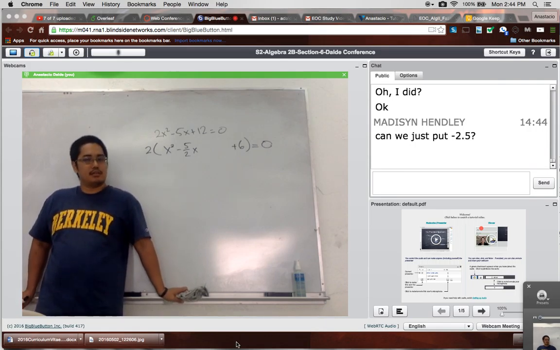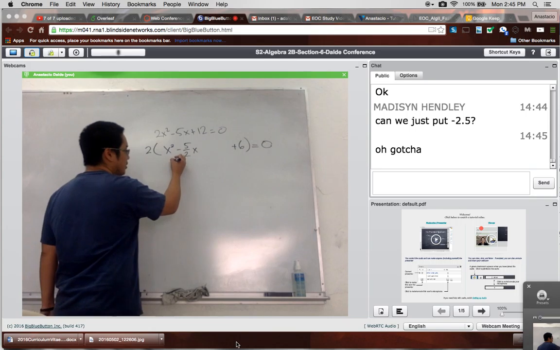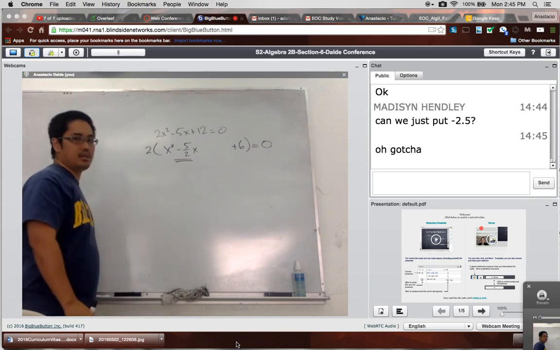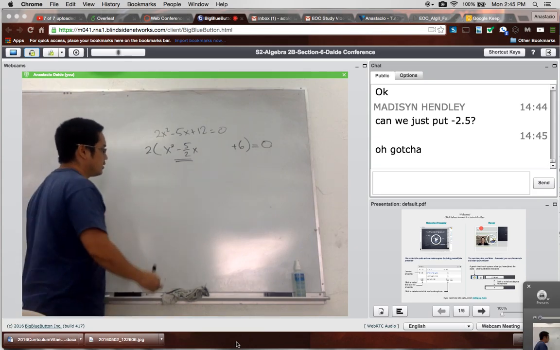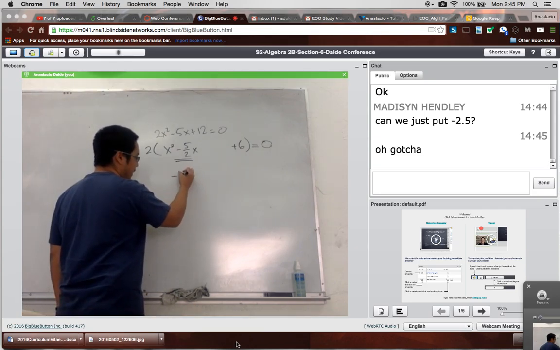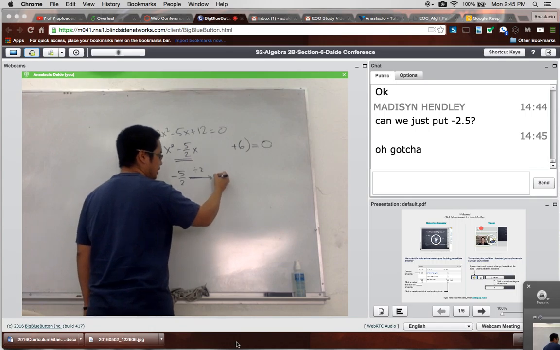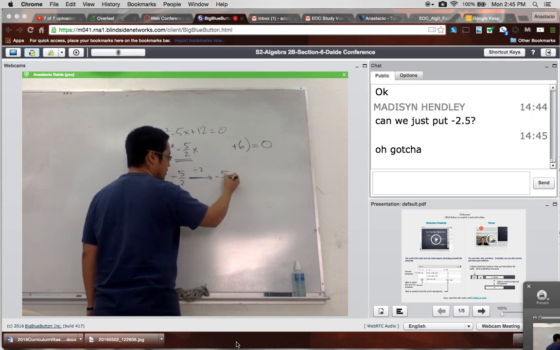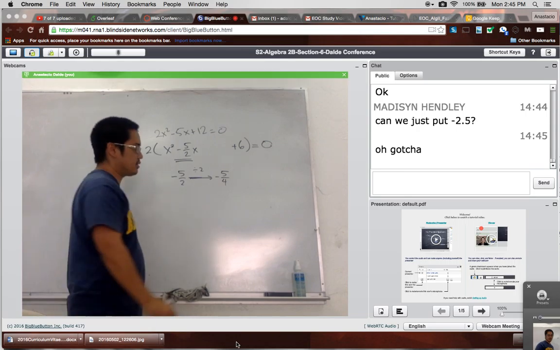Okay? The next thing you do is you take this b term, you divide it by 2, and then you square it. So this b term is negative 5 halves divided by 2. So I should just put an arrow. So that would be negative 5/4. And then you square it.